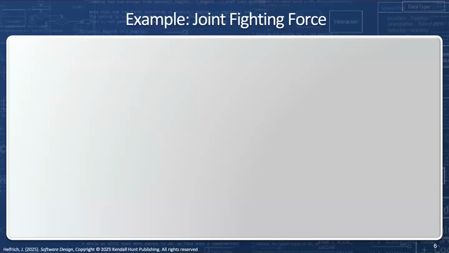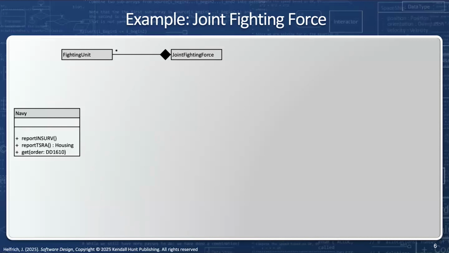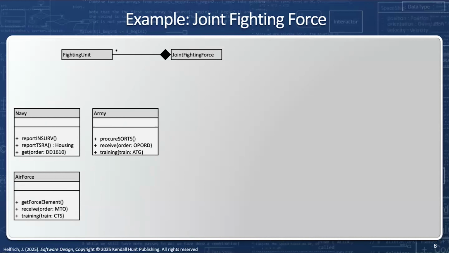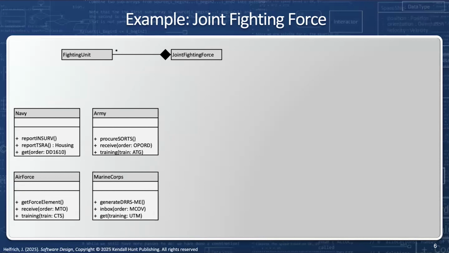First, let's go back to our joint fighting force. We'll start with the client, who is the captain managing the joint fighting force. This fighting force will consist of many fighting units. There is a Navy fighting unit that uses the INSURV and the TSRA reporting mechanism and the DD1610 order format. There's the Air Force that uses the Fort Element format for readiness information, uses the MTO format for orders, and the CTS format for training. The Army uses the SORTS model for readiness information, and the OPORD format for orders, and the ATG format for training. And finally, the Marine Corps with different protocols and procedures.